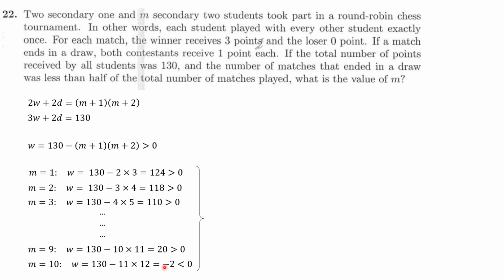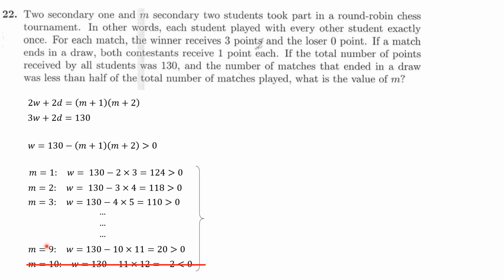So this is not possible, right? You cannot have a negative number of games. So we cross this out, and we know that m can be any integer from 1 to 9, but not greater than that.